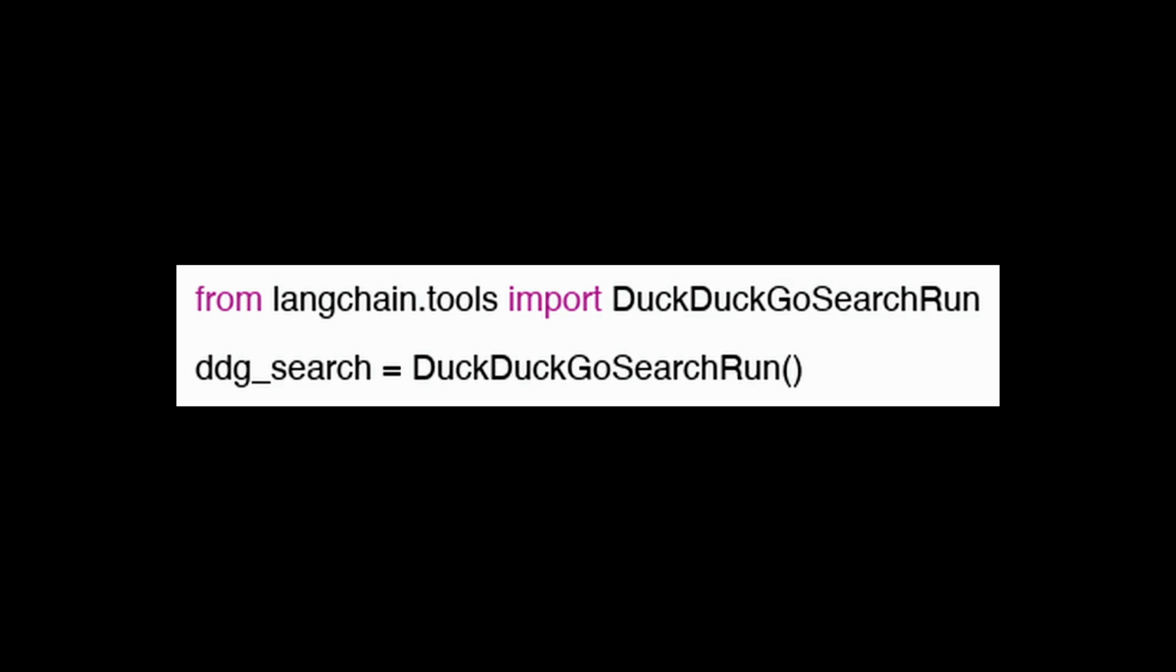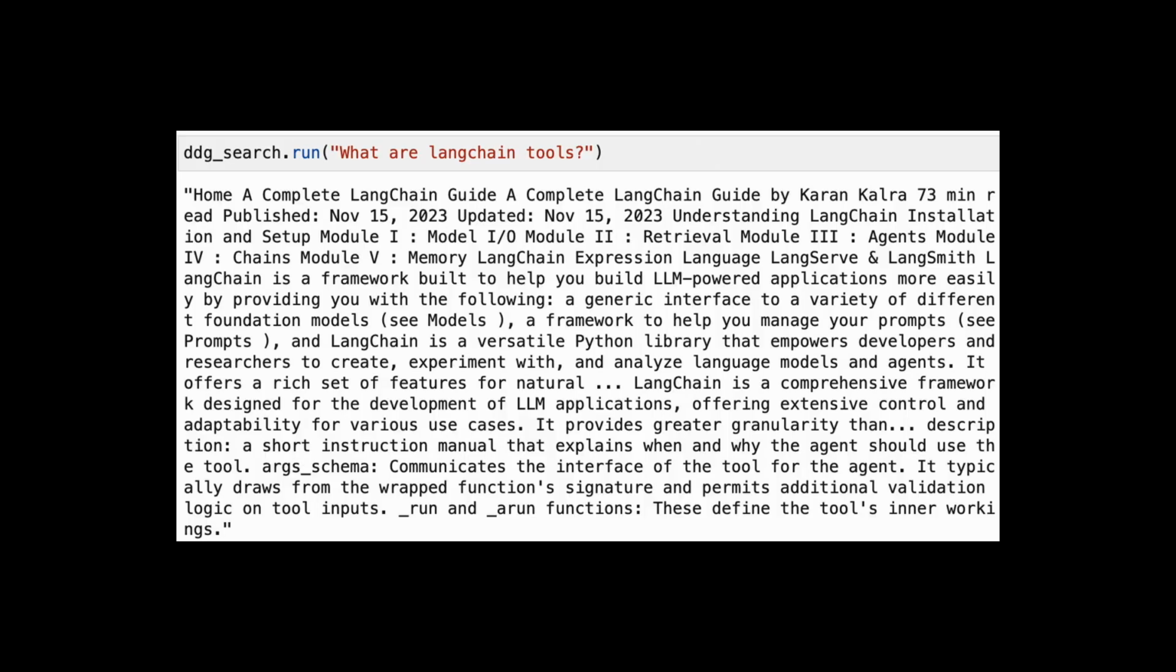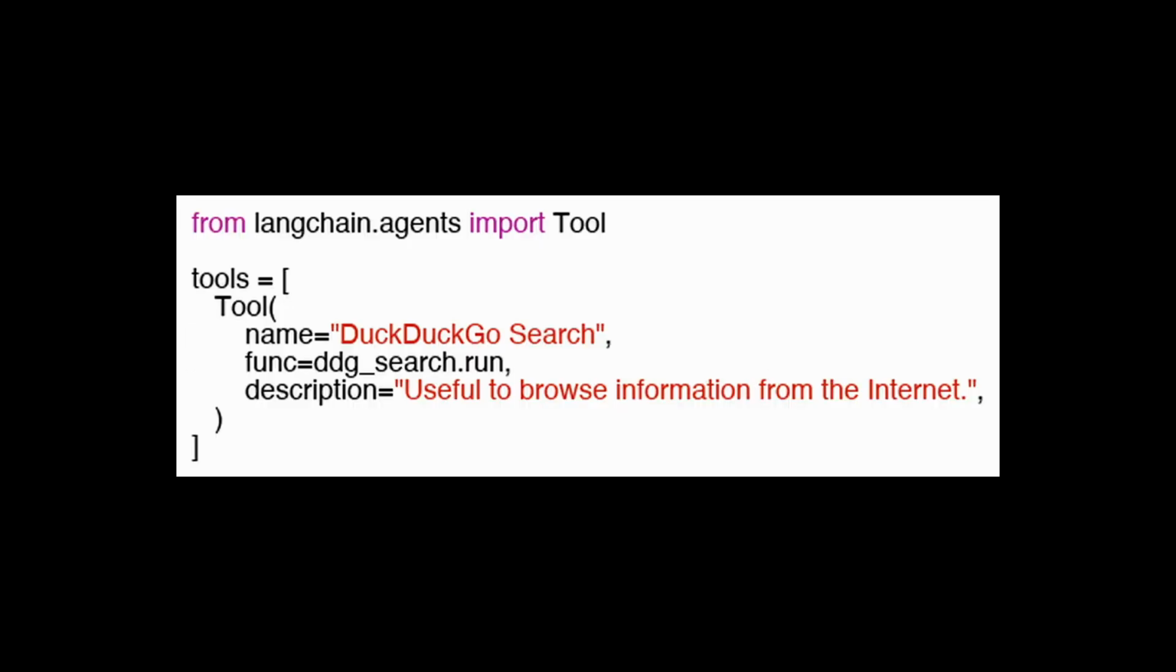The method DuckDuckGo search run by itself already allows browsing the internet without interfacing with any LLM. Let's see a simple example. Screenshot from the ddg search.run execution for browsing the internet with DuckDuckGo. The idea behind tools is to integrate this browsing capability into an LLM so that we can get a coherent response in natural language instead of retrieving just the raw piece of information.